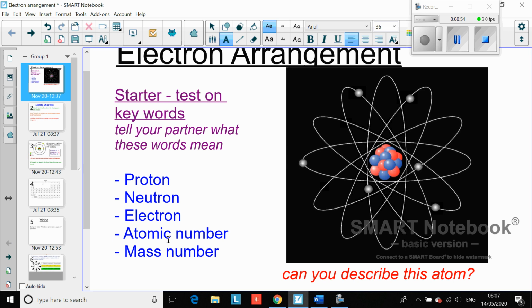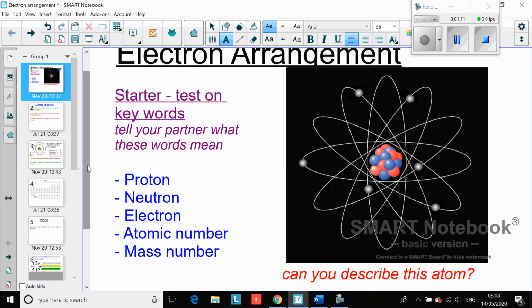Atomic number is the number of protons, and most of the time the number of electrons as well, but not all the time. And the mass number is the number of protons and neutrons combined.